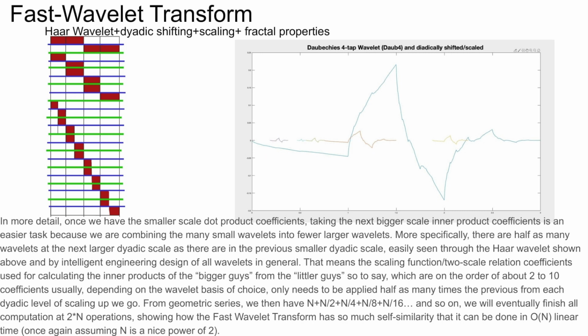From geometric series, we have n plus n over 2 plus n over 4 plus n over 8 plus n over 16 and so on, and we will eventually finish all computation at 2 times n operations, showing how the fast wavelet transform has so much self-similarity that it can be done in order n linear time, once again assuming n is a nice power of 2.